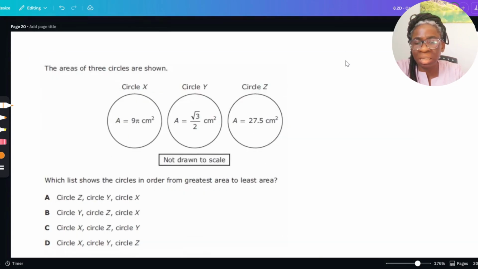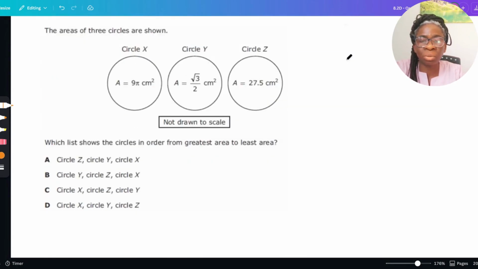And lastly, the areas of 3 circles are shown: circle X, circle Y, and circle Z. They are not drawn to scale. Which list shows the circles in order from greatest area to least area? So the area of this one is 9 pi. Calculate 9 pi. Calculate root 3 over 2. Calculate 27.5. This one has been calculated. And arrange them from greatest to least.